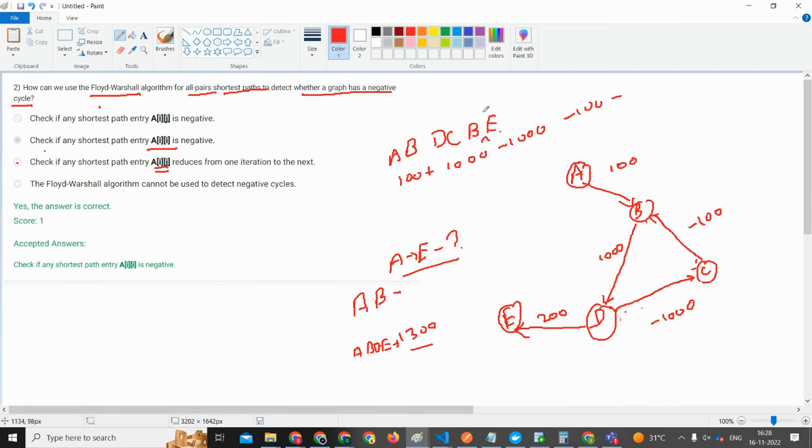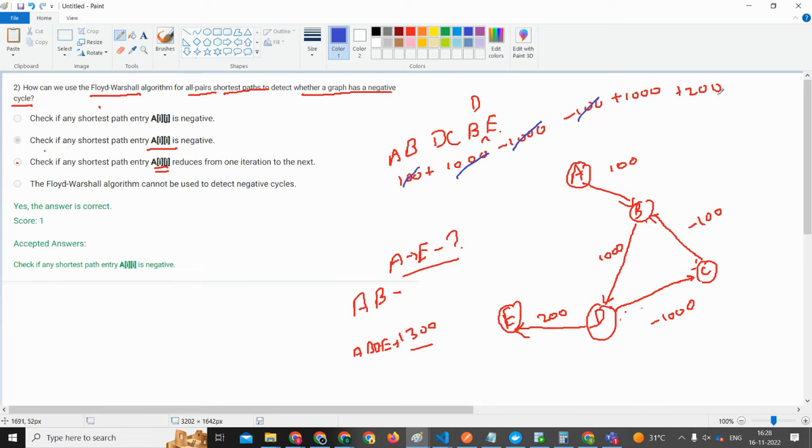Then B to D is plus 1,000. Then plus 200. Now if you sum it up, what are we getting? So plus 1,000 minus 1,000 can be cancelled.